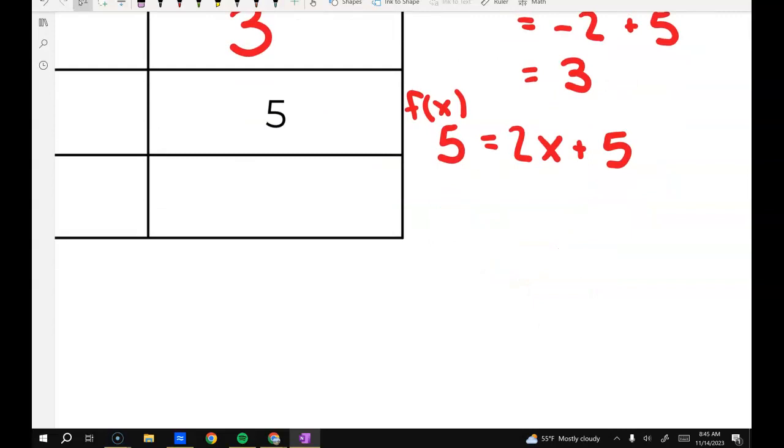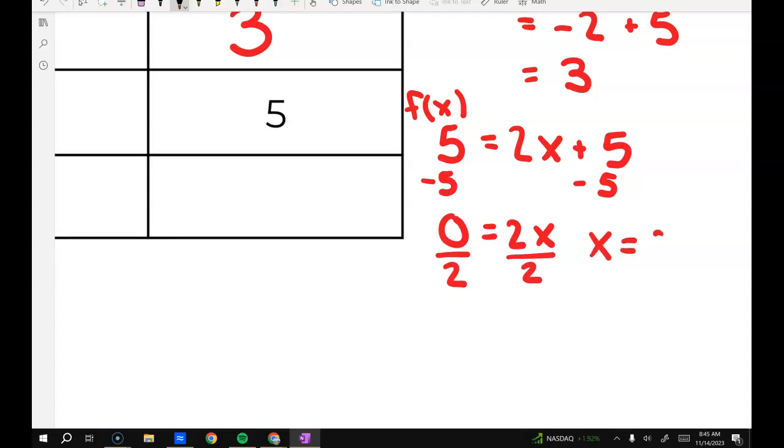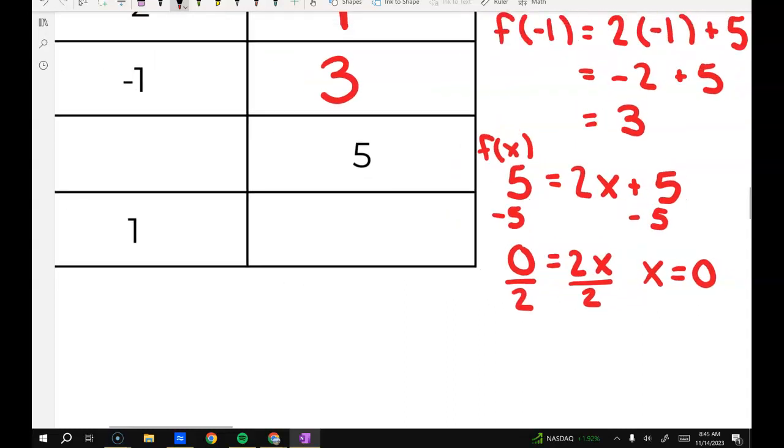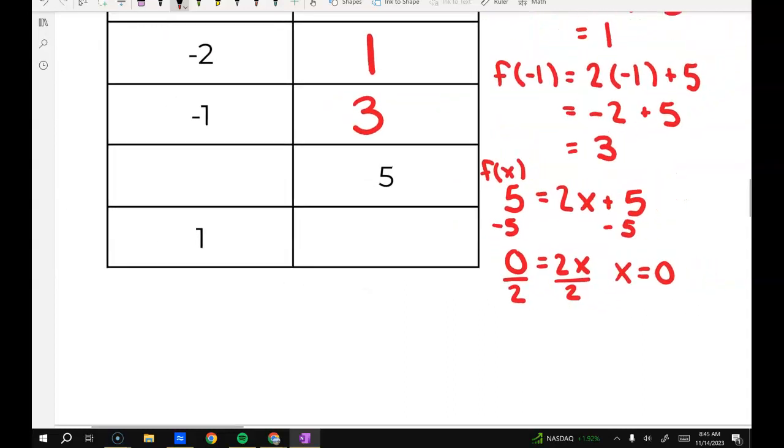So if we solve this in 2 steps, we could subtract 5 from both sides. We'd have 0 is equal to 2x. And then we'd have to divide each side by 2. So x would have to be 0. So again, since it's an x equals 0, we know that's an input. 2 times 1 is 2. Adding 5 to it is 7. So we would get 7 here.